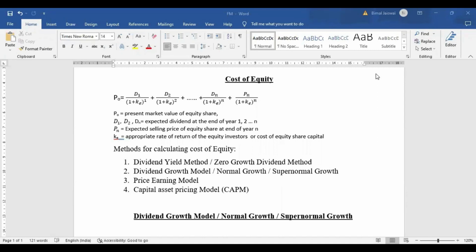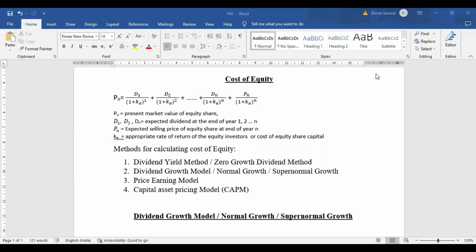In today's lecture, we will discuss the constant dividend yield itself, or how to calculate the cost of equity if there is growth in the dividend. That we can do with the help of a few numericals also. So today we will discuss how to calculate the cost of equity with the help of the second method, that is the dividend growth model. The dividend growth model can also be called normal growth, and later on, if the dividend is growing at anything higher, we can call it supernormal growth.